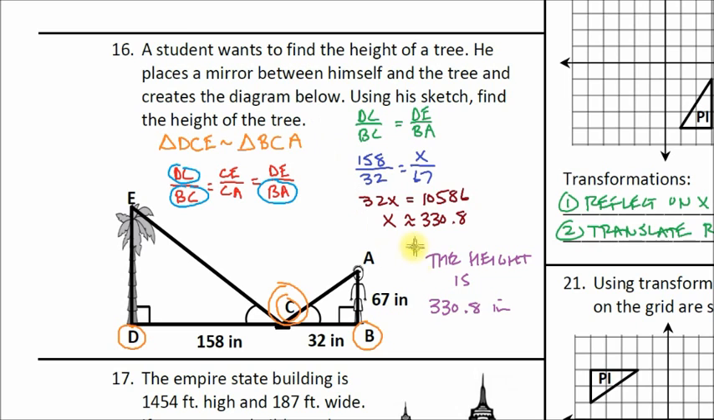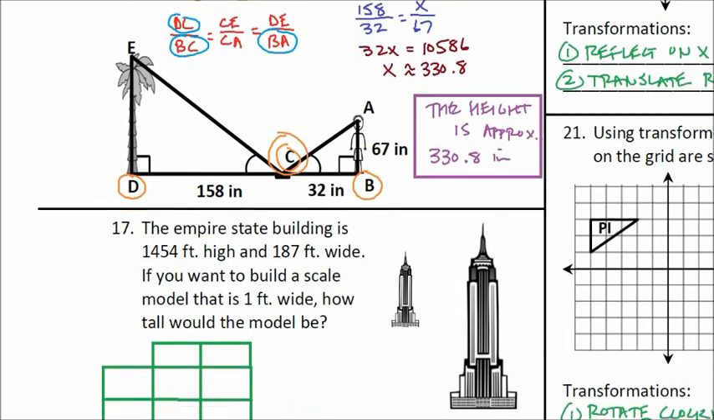Here's our answer. Now technically I should put the word approximately. I'm going to go ahead and do that. Is approximately, I'll just put APPROX, approximately. Alright, so that's how we find the height of an object using similar triangles.